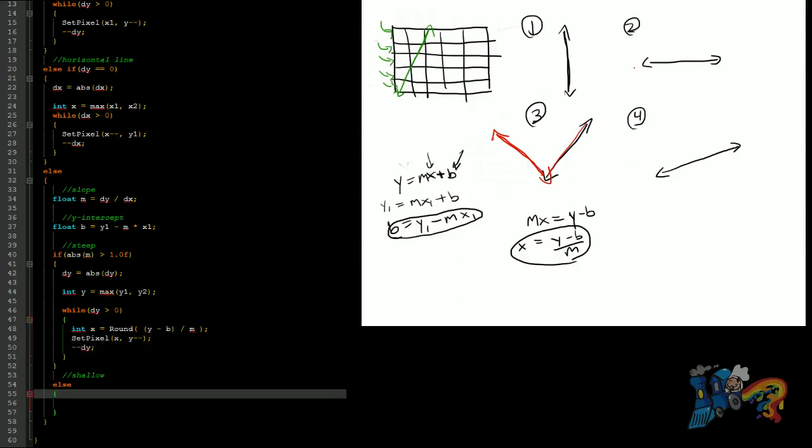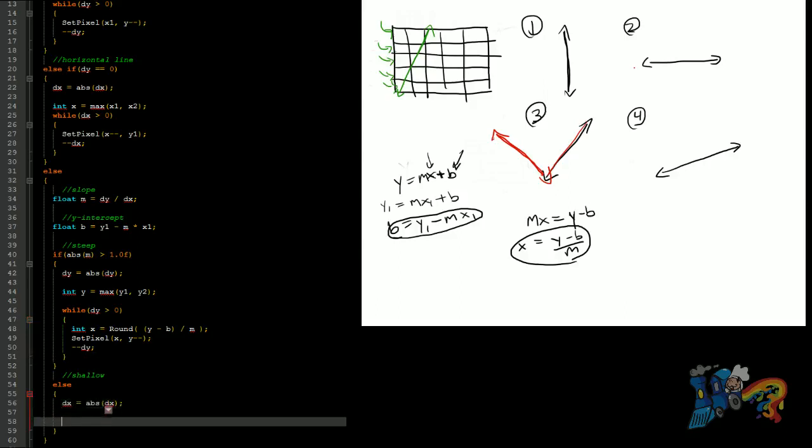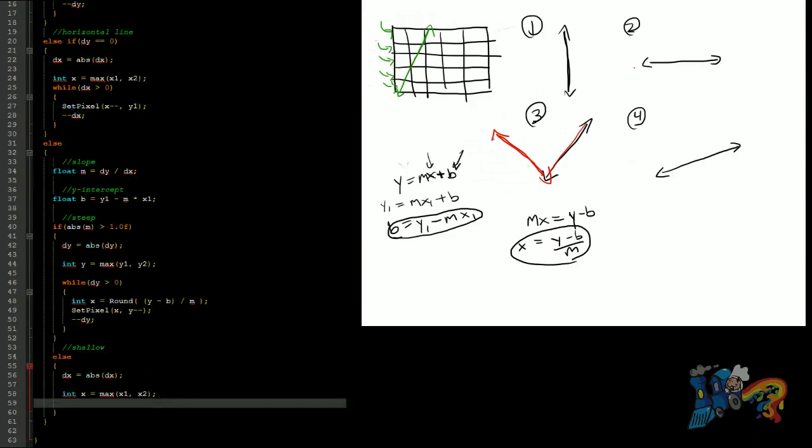Okay, now we'll see for the shallow, it's exactly the same thing. You're just regurgitating this in the other direction. So we get the absolute value dx of an int x, and it equals the maximum between our x's. Then we're going to loop dx times.